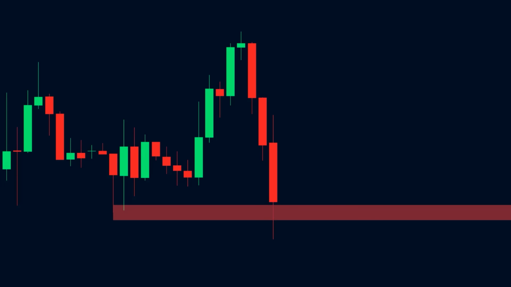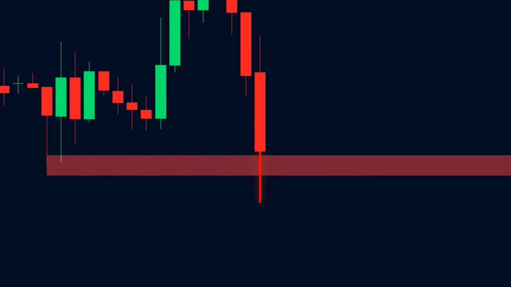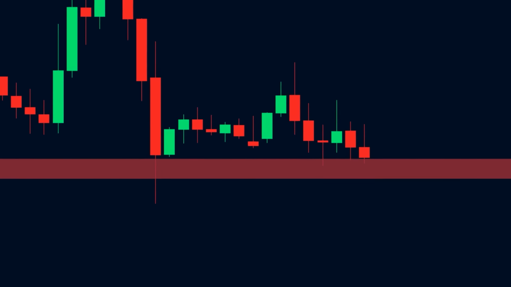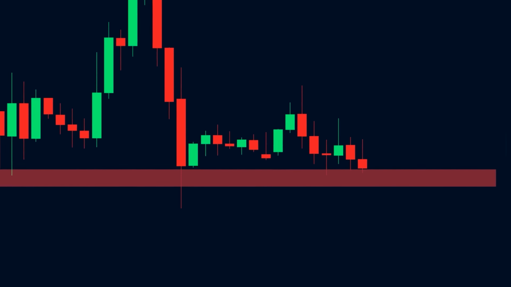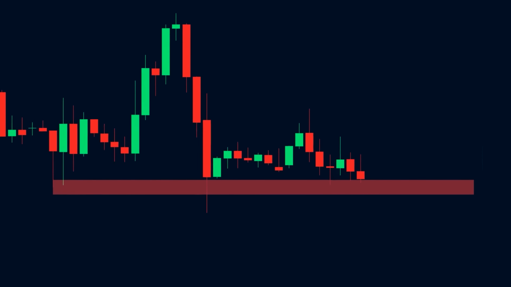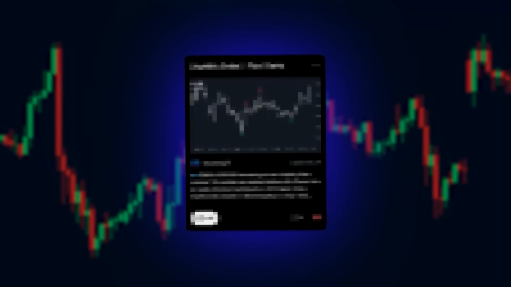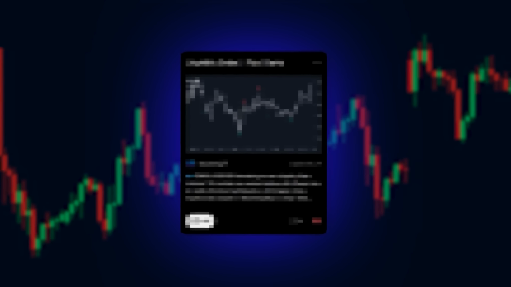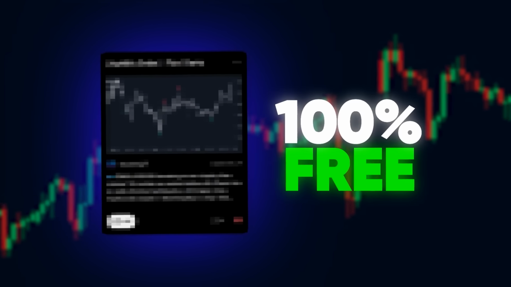The problem is, spotting these grabs in real time is tricky. In hindsight, the wick looks obvious, but when the candle's forming, it's chaos. Was it just noise, or was it the liquidity grab that flipped the market? That's where most traders hesitate and miss the move. And that's exactly why we built an indicator to detect these grabs the second they happen and mark them automatically. And the best part is, it's completely free.